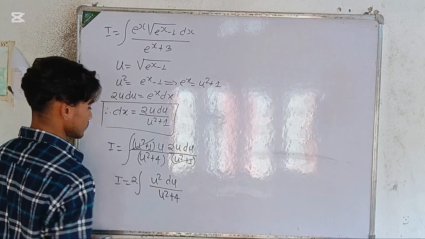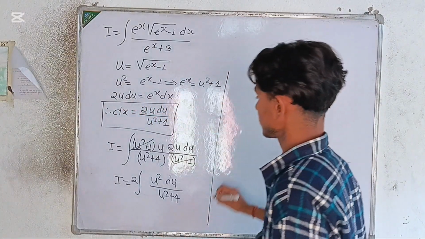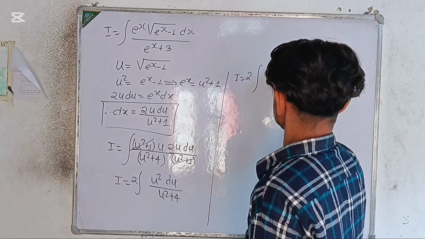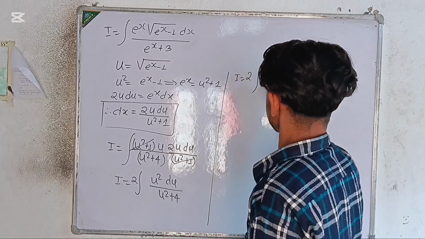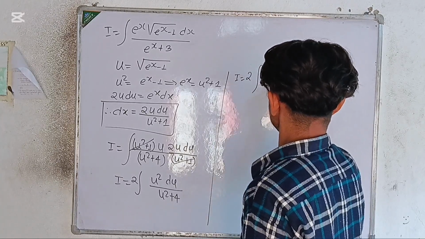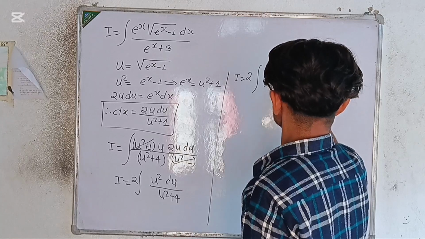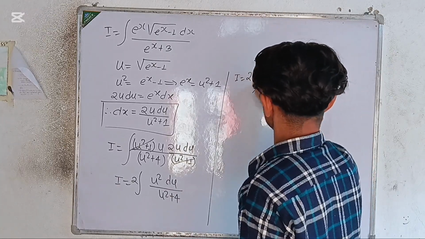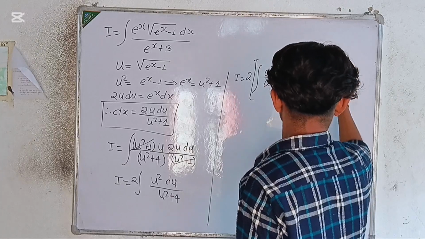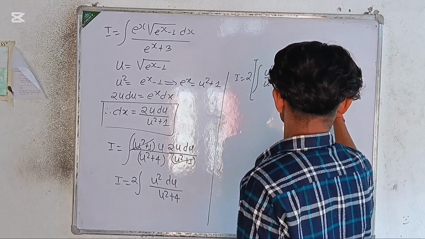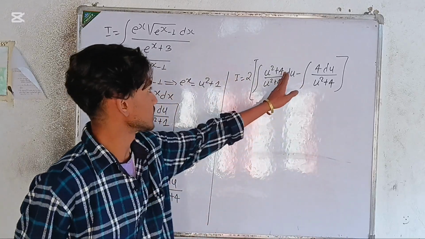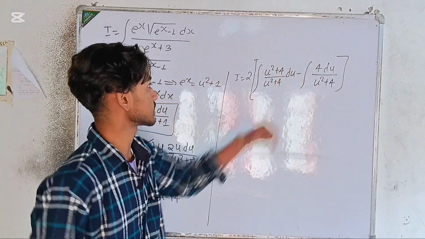So from here I can write I is 2 times the integral of (u squared plus 4) over (u squared plus 4) du minus the integral of 4 du over u squared plus 4. So I had just added plus 4 here and minus 4 here, and I separated.